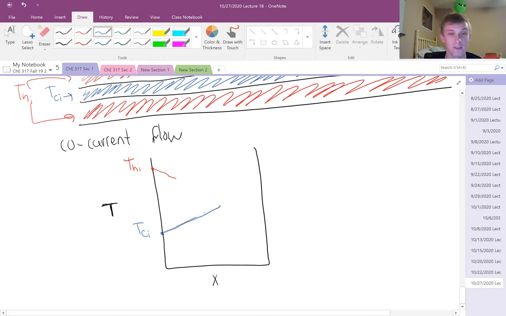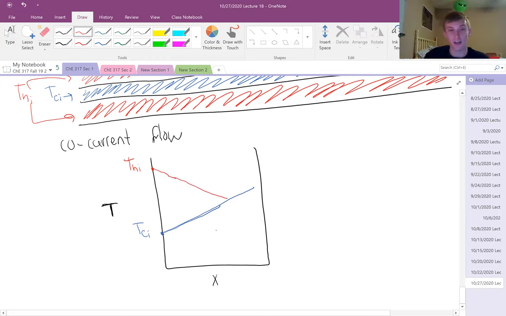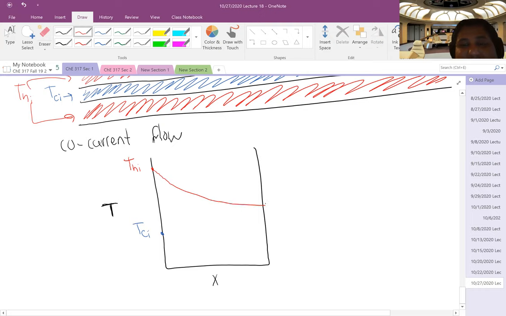So you think it's going to do this? It's not a straight line. It's a smooth curved line up for the cold and a smooth curved line down. Okay, so I'm seeing this. Maybe this? Yes, sir.